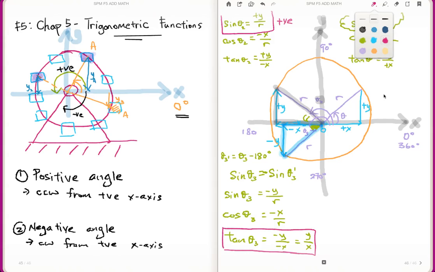The same rules. If it were to be here, when the angle is from here down to here, Q4. This is from 0, 0 to here, Q4. Angle more than 270, less than 360.